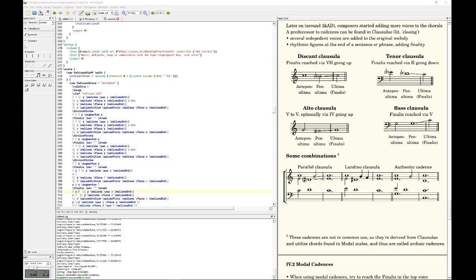There is some terminology behind this. The last chord of a clausula is called the ultima. The one before that is called penultima. And the one before that would be called antepenultima.